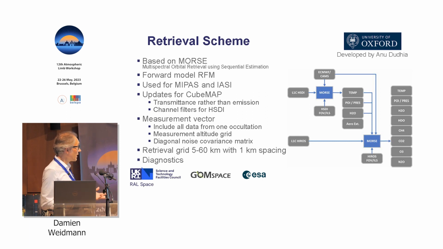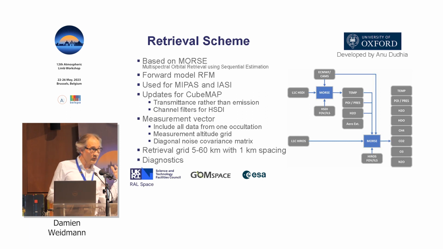So in terms of retrieval scheme, we are very innovative with the instruments. These instruments are brand new, they've never flown before. But on the retrieval scheme, we are fairly conservative, and we've been using some existing tools which have been developed over the years, and we're working with Anu Dudhia at Oxford on this. We're using the retrieval scheme developed for MIPAS, the MIPAS orbital retrieval using sequential estimation. At the heart of it is the radiative forward model, RFM, used operationally for MIPAS and IASB. The updates we've made for this mission are, first, working in transmittance rather than emission.